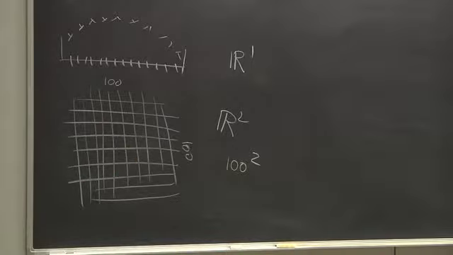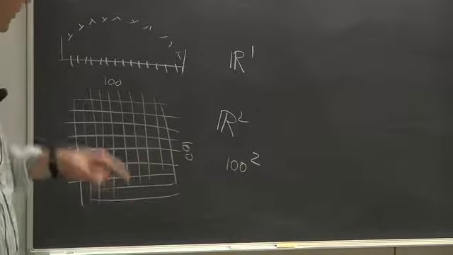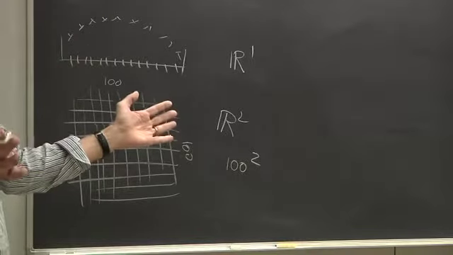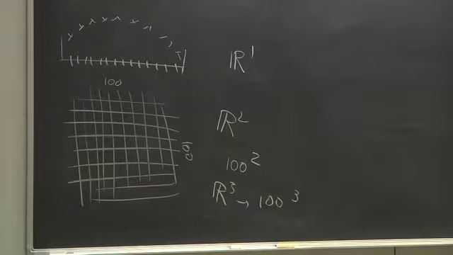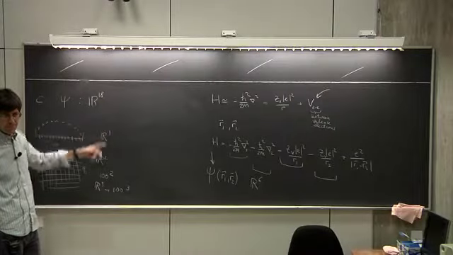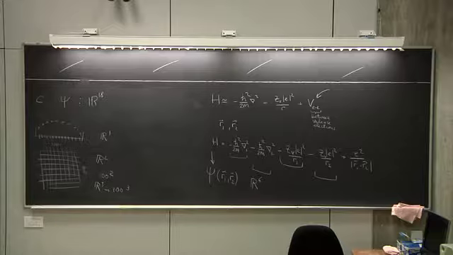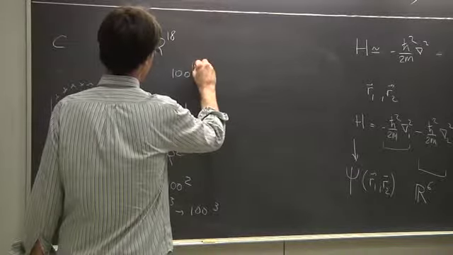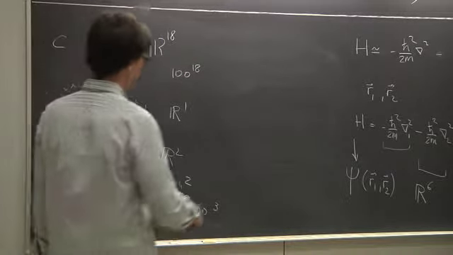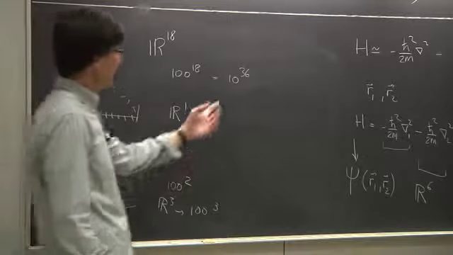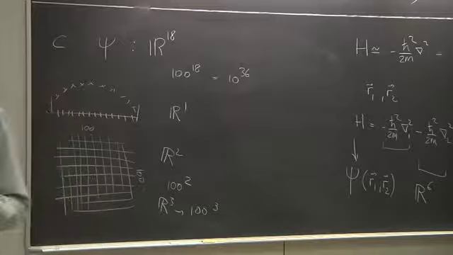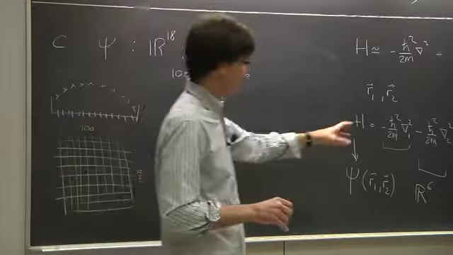All right, let me go to 3 dimensions now. In 3 dimensions, if I need 100 points in one dimension, 100 points in another, I have a cube of side 100. So therefore, in R3, I will need perhaps 1,000,000 points, right? 10 to the 6. Let me go to carbon. How many points do you need to describe carbon properly? If you assume that you need 100 points in each direction, at least, that's 100 to the 18, or 10 to the 36 points. So you need to store in your computer 10 to the 36 real numbers just to store the wave function. We have not yet even started trying to solve the problem.